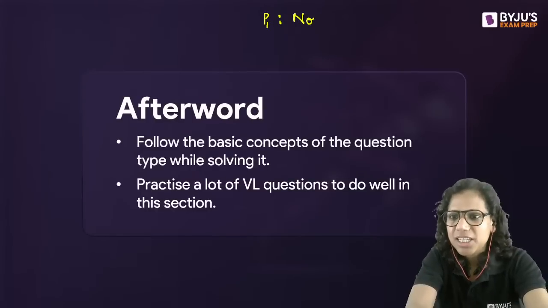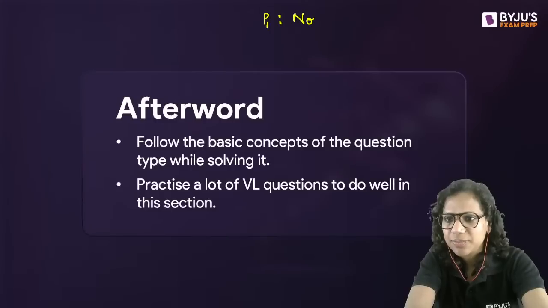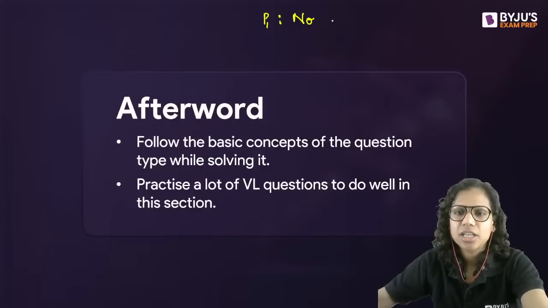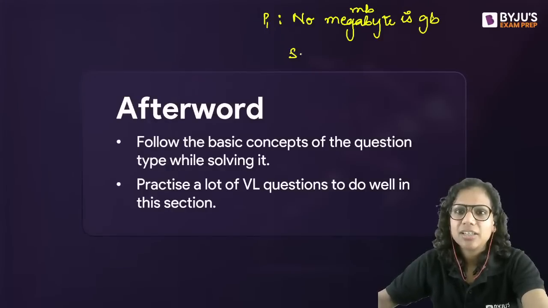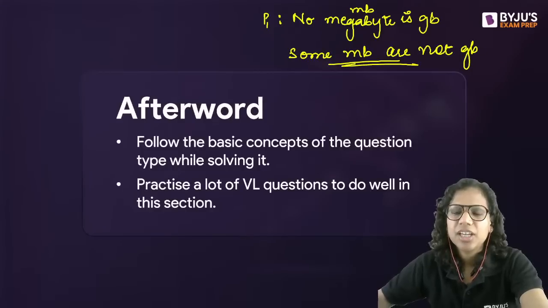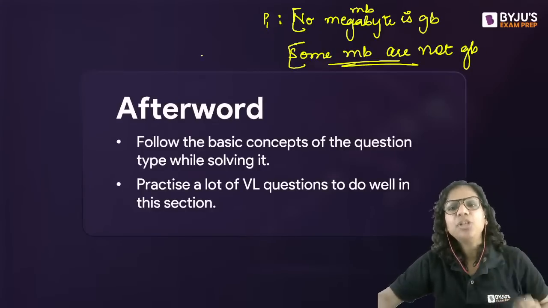No megabyte is, just a second. It was: no megabyte is gigabyte, and some megabytes are not gigabytes. So no MB is GB, and some MBs are not GBs. You are basically giving me two statements here.